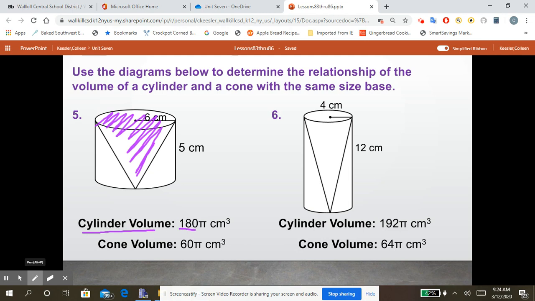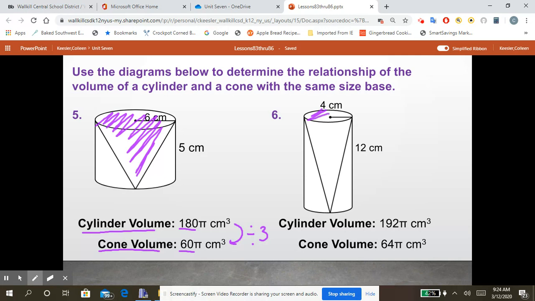Okay, so we take a look at the cylinder's volume. We notice that's 180. Take a look at the cone's volume. We notice that's 60. And maybe you guys see right away that if you do 180 divided by 3, you get 60. That makes sense because 18 divided by 3 is 6. All right, so that tells us something about the relationship between a cylinder and a cone. Let's make sure it exists in the other one as well.